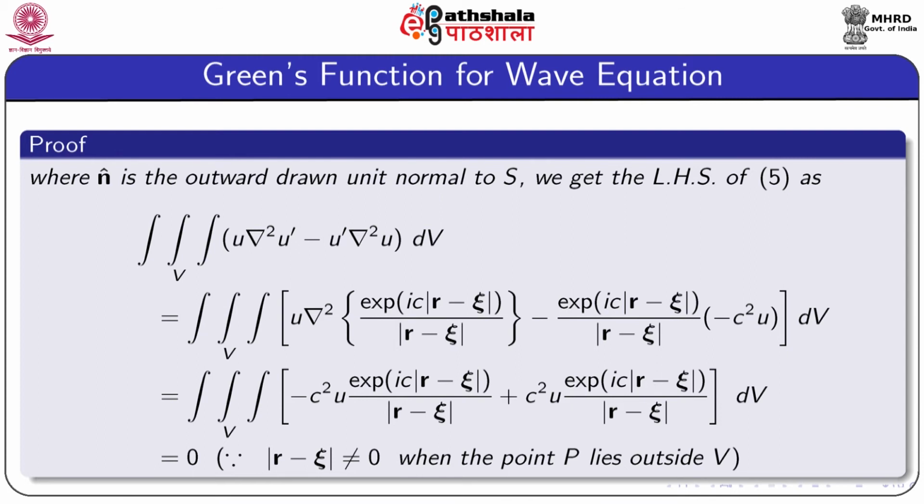Then equation 5 becomes the volume integral of (u Laplacian u dash minus u dash Laplacian u) over V. So, here we are substituting the expression for u dash, which I have written in the last slide. If you substitute that, then the Laplacian of this is minus c squared into the exponential function, and this is the same function. So, these two terms cancel out and the value of the volume integral becomes 0.